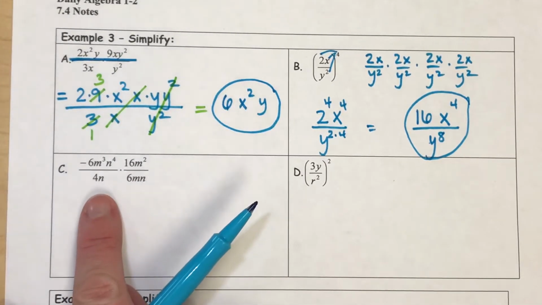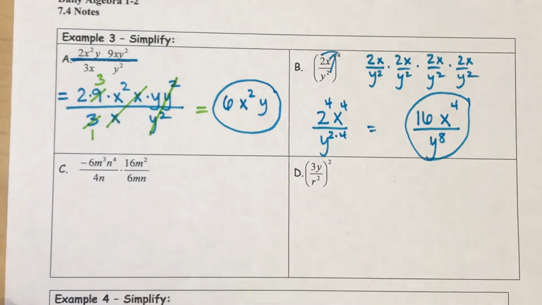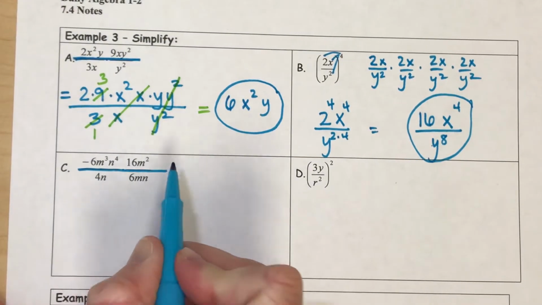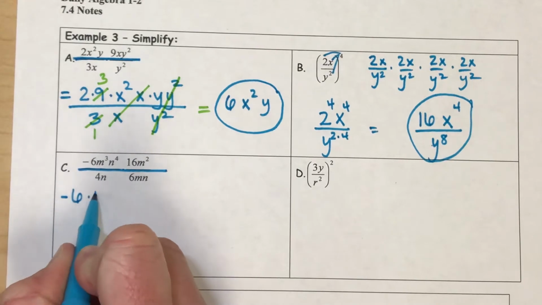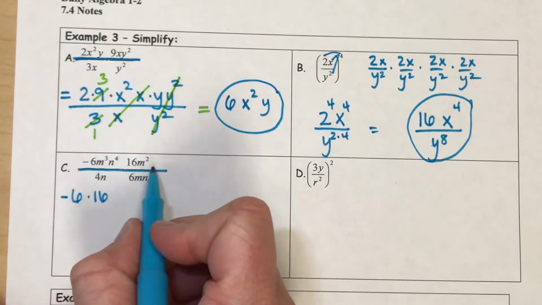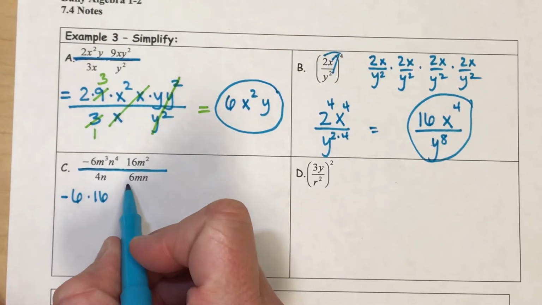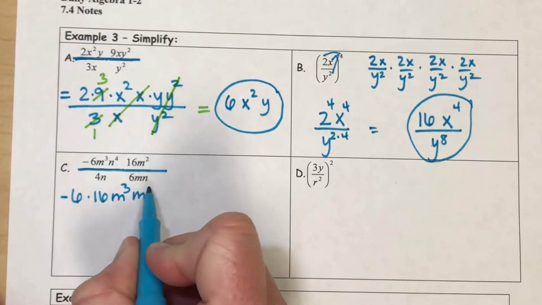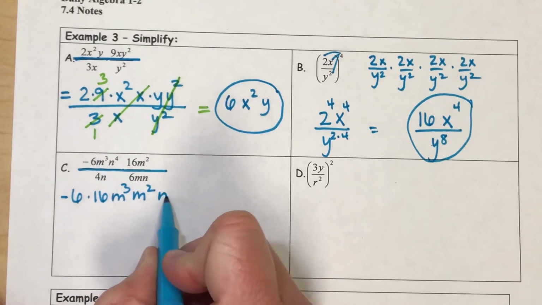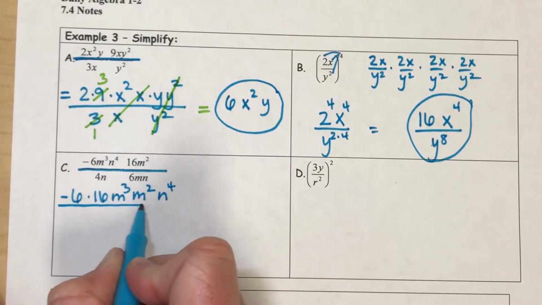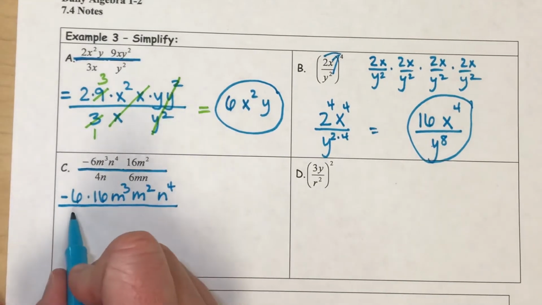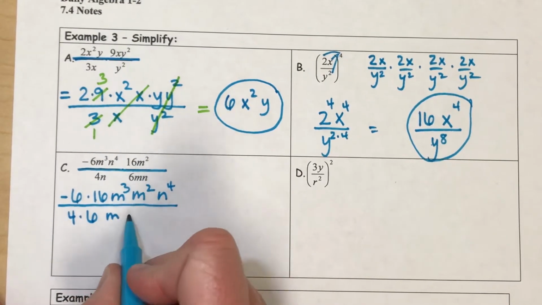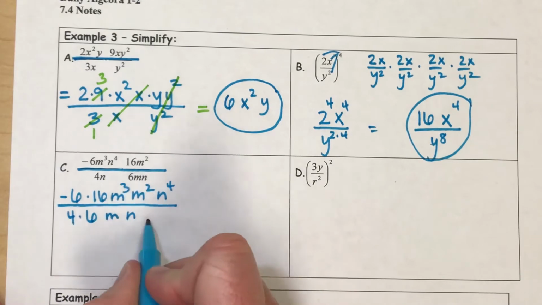For my next one, if I do the same kind of process as what I did for the first example, and I just rearrange my terms, I'm going to have negative 6 times 16 for my numerator. Then in alphabetic order here, m before my n, m to the 3rd. I have another couple m's here, and then my n to the 4th. So that's all my top terms multiplied together. And then 4 times 6. And then in alphabetic order, I have an m, and then an n here, and an n here.